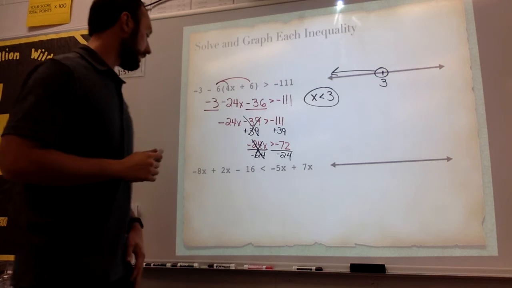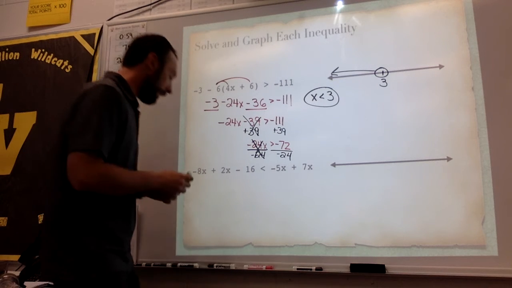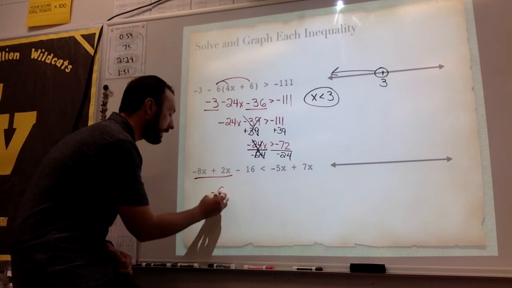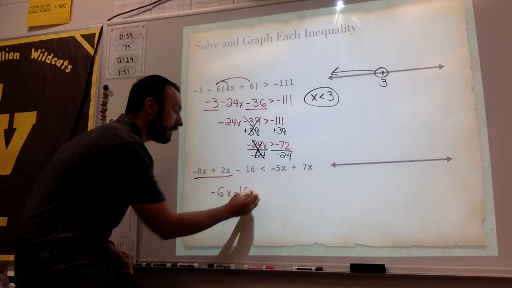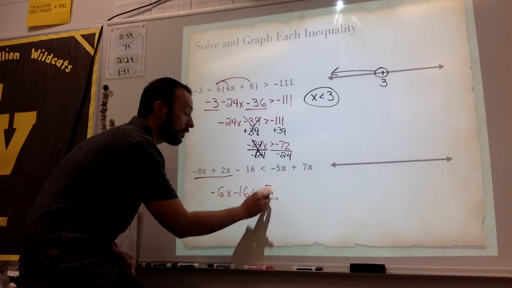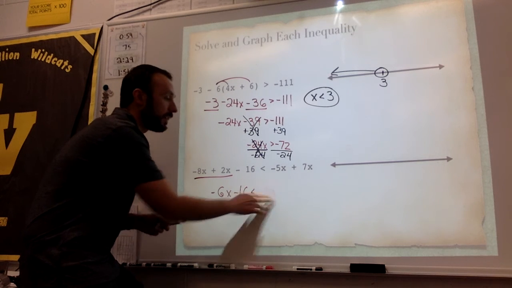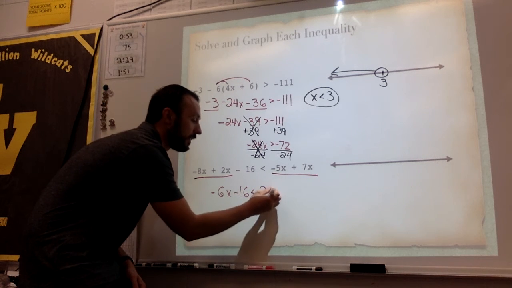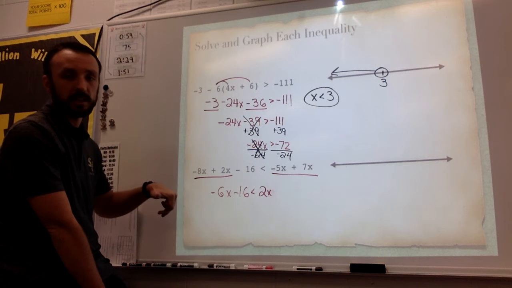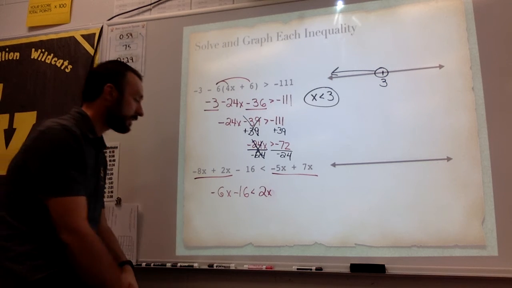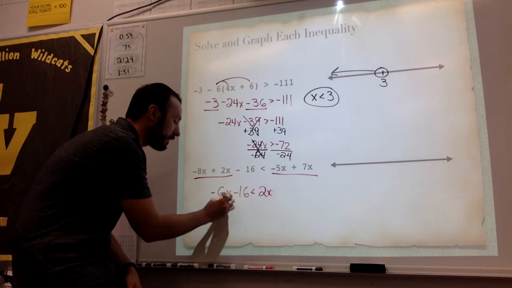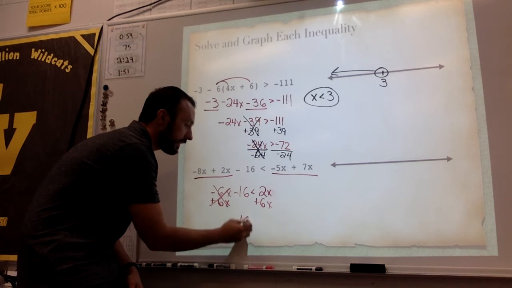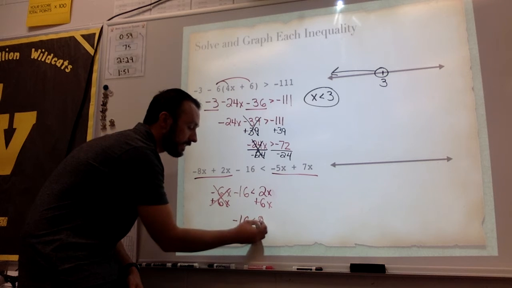On the next one, if we have time for it, step 1 is to combine like terms. I can combine like terms right here, which would be negative 6x minus 16 is less than negative 5x. Oh, I can combine like terms on that right-hand side too. Negative 5x plus 7x would be a 2x. I already have all my constants on the left-hand side, so I'm going to send all my variables to the right-hand side. So I'm going to add 6x over here, add 6x over here. Those cancel out. I'm left with negative 16 is less than 8x.